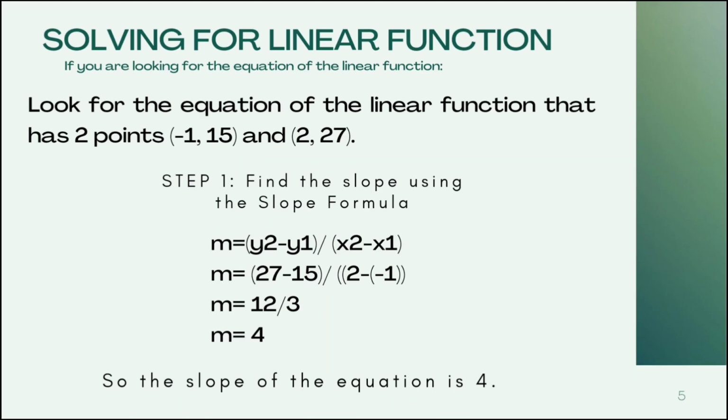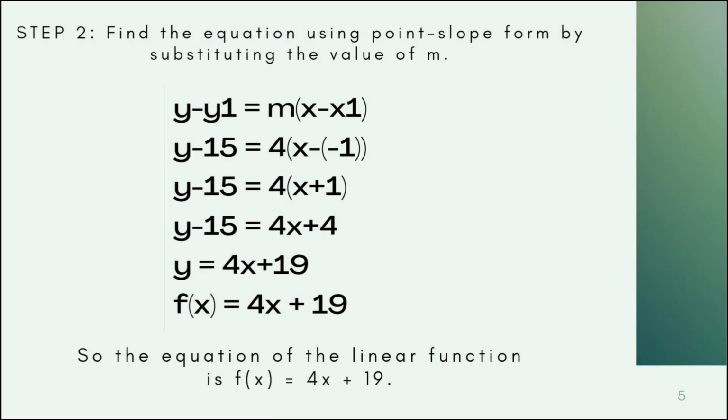Moving on to step 2. Solve for the equation using the point-slope form. Write the formula and substitute the values. Y minus y sub 1 equals m times x minus x sub 1. Y minus 15 equals 4 times x minus negative 1. Y minus 15 equals 4 times x plus 1. Y minus 15 equals 4x plus 4. Transpose 15 to the other side. Y equals 4x plus 19. Therefore, the equation of the linear function is f of x equals 4x plus 19.